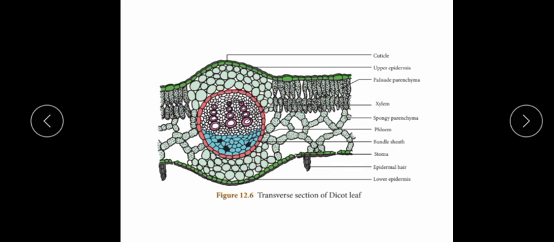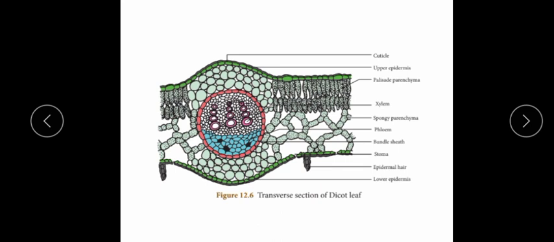The next part, okay, the middle area, if you see the entire area, now it is called as mesophyll. The mesophyll comprises of two parenchyma. One is called as palisade parenchyma and the other one is called as spongy parenchyma. What is this? These two are new terms for you. Palisade parenchyma and spongy parenchyma together is called as mesophyll.